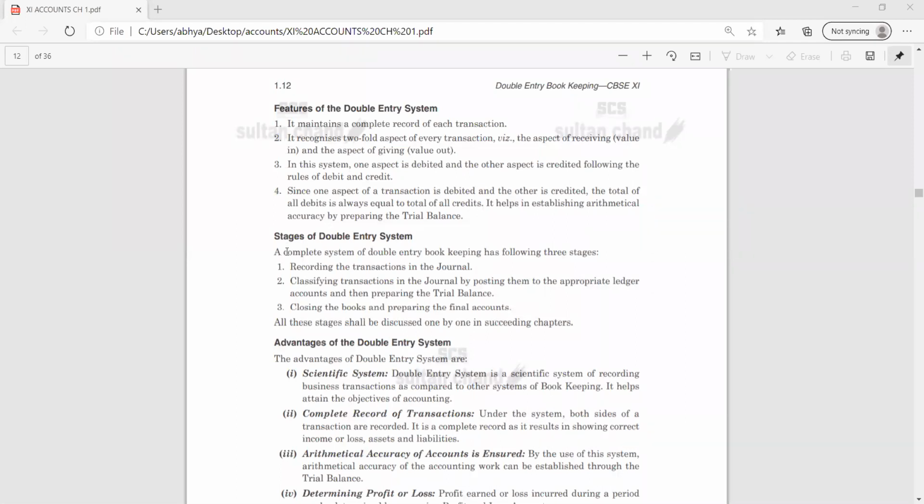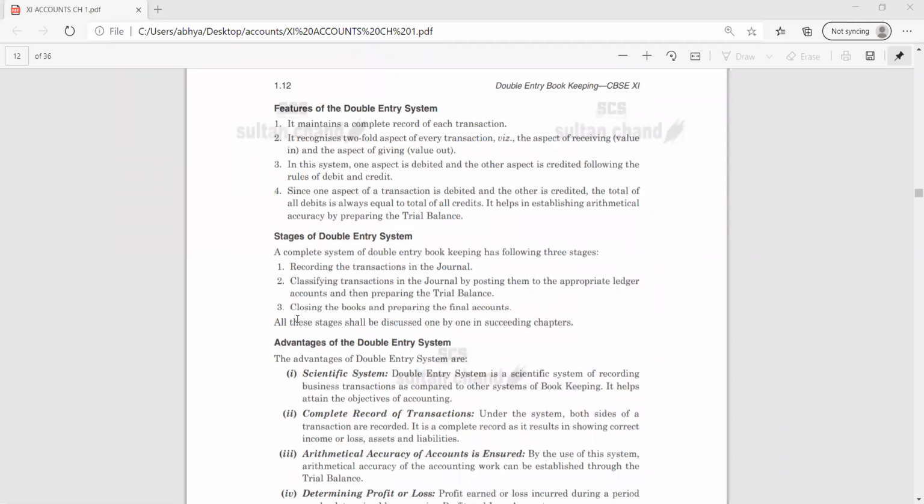Next. Stages of the double entry system. All these are very small topics. Stages are the same as those we have already done in the form of the process of accounting, because double entry system is a part of accounting. So all the three stages are there. First, recording the transactions in the journal. Then classifying the transactions in the ledger. Then, on the basis of that, preparing the trial balance, which is the summarizing stage.